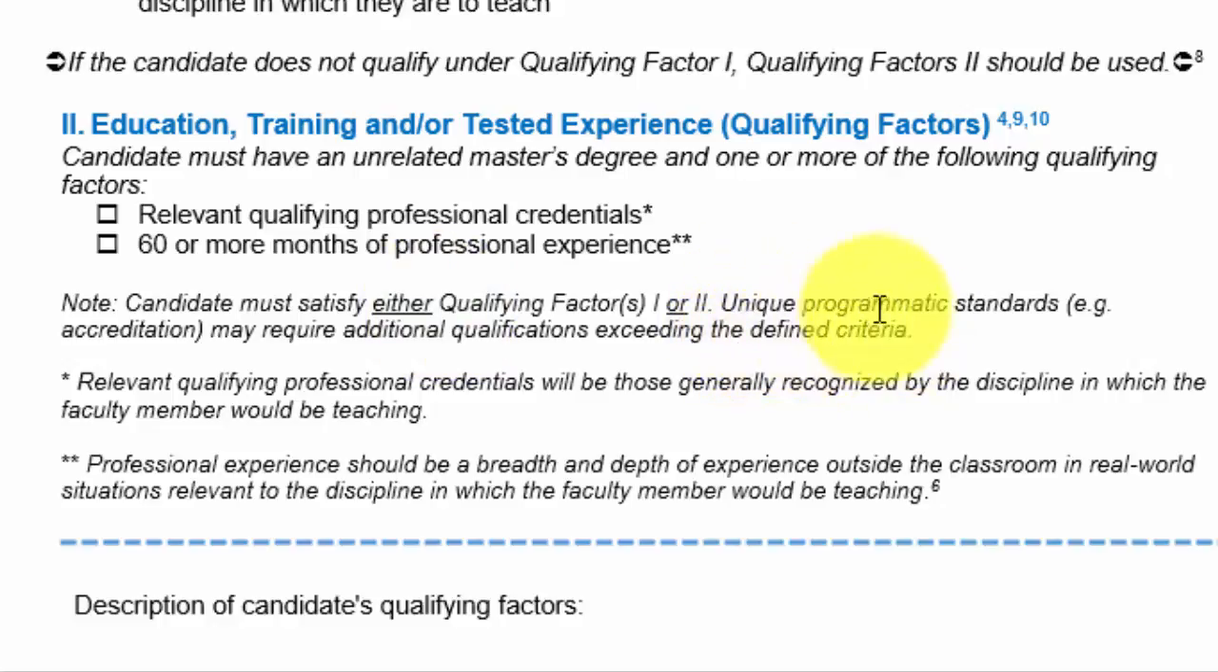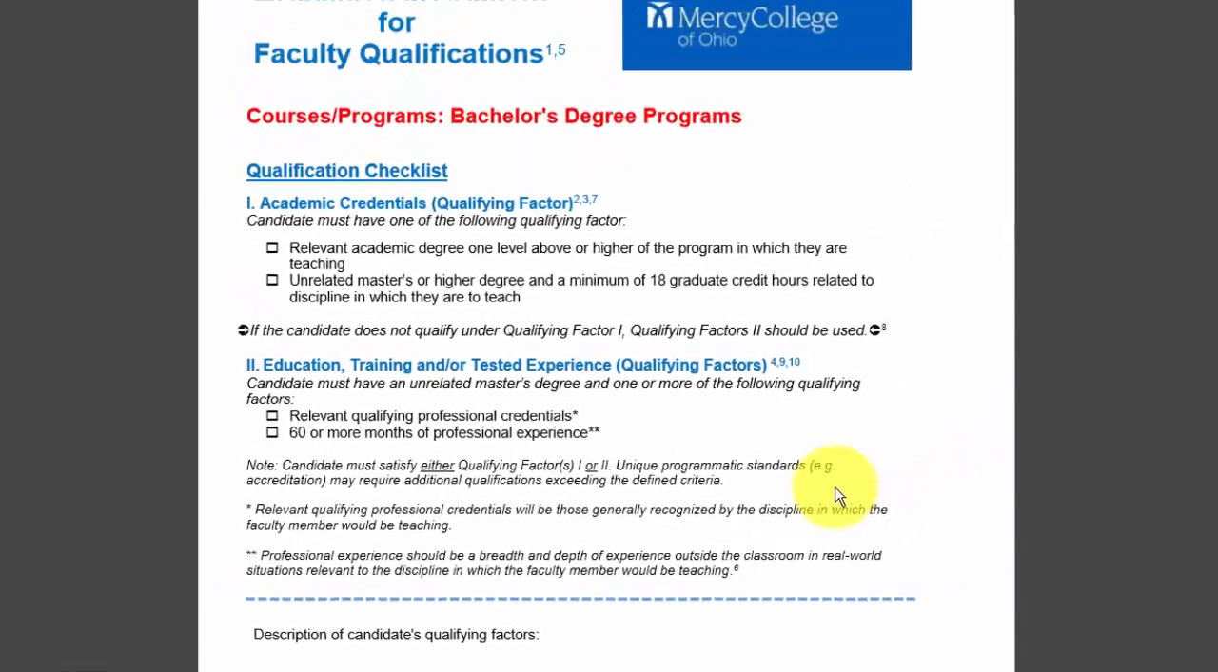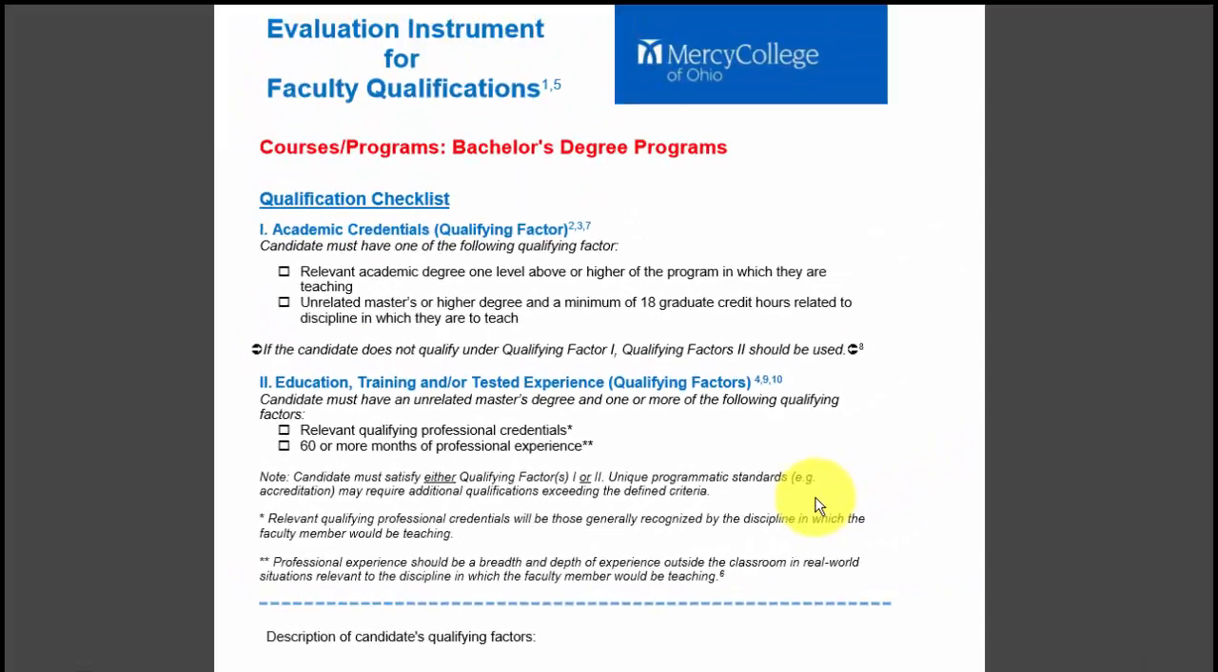And the unique programmatic standards, basically accreditation, may require additional qualifications exceeding the defined criteria. So nurses, relax. You could obviously have more requirements on top of this. This is basically to meet HLC's thresholds. If we do that, then we're fine. Of course, you can go above and beyond for your programs. Medical imaging, HCA, nursing, you can definitely go above and beyond, and those will not interfere with this. So there we go. There's the walkthrough.